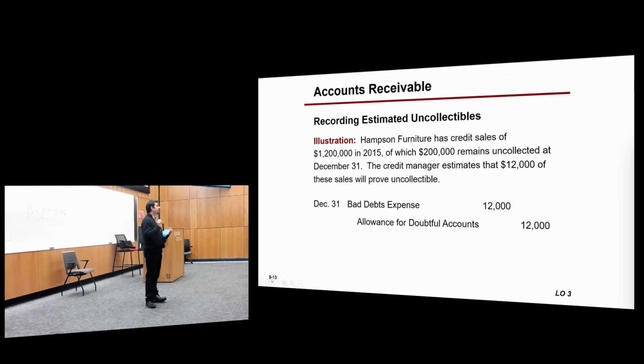Remember, the customers have not defaulted yet. This is why we don't know which customers, and because we don't know which customers, we cannot write off individual or specific accounts receivable.